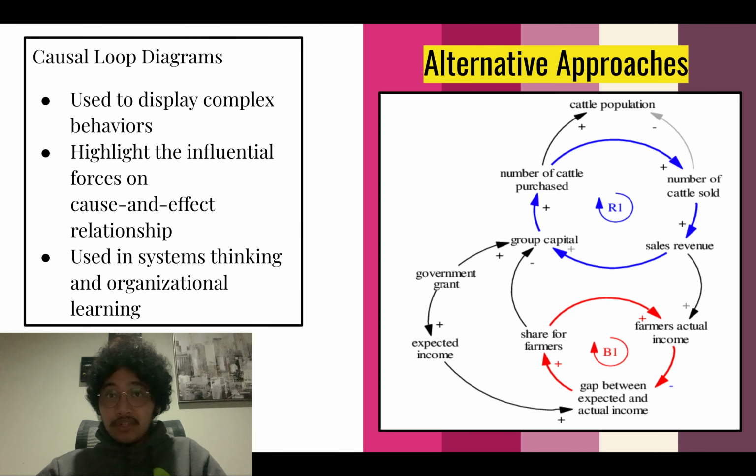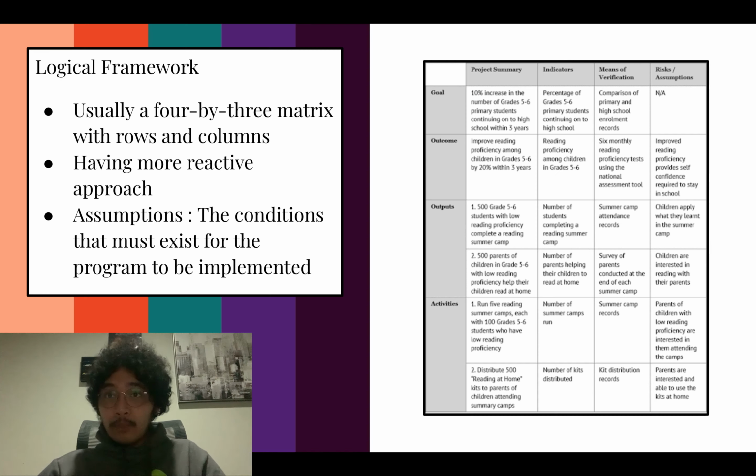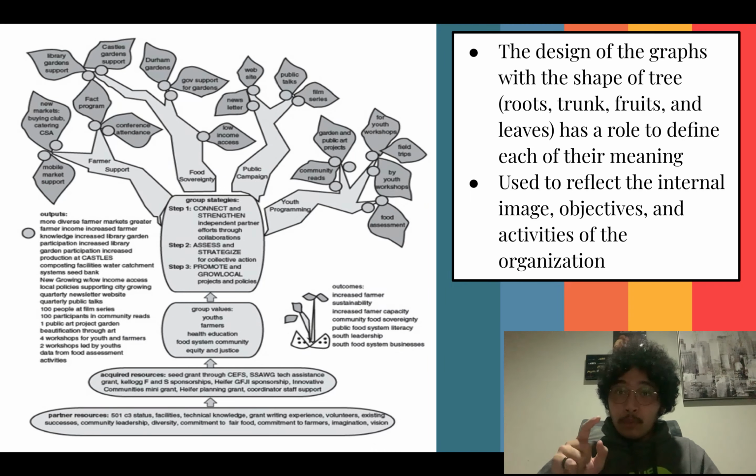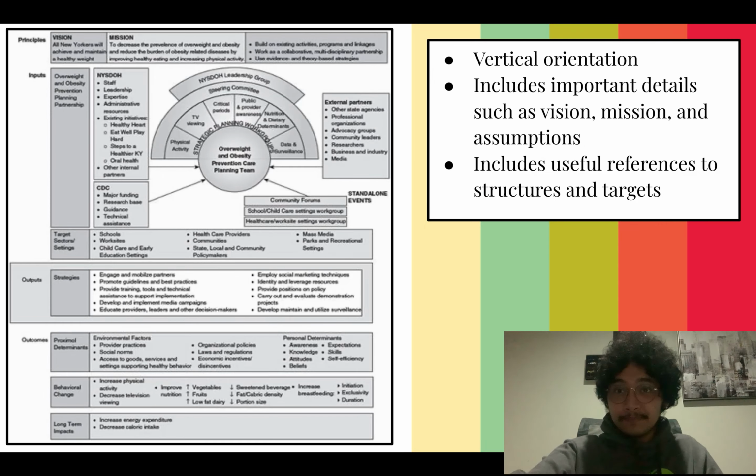And the last key feature is the alternative approaches. There are two alternative approaches. The first one is causal loop diagrams, which are used to display complex behavior and highlight cause and effect relationships, and the second is the logical framework, usually a 4x3 matrix with a more reactive approach. And next are three examples of a good logic model. You may pause the video if you want to look at them more closely.